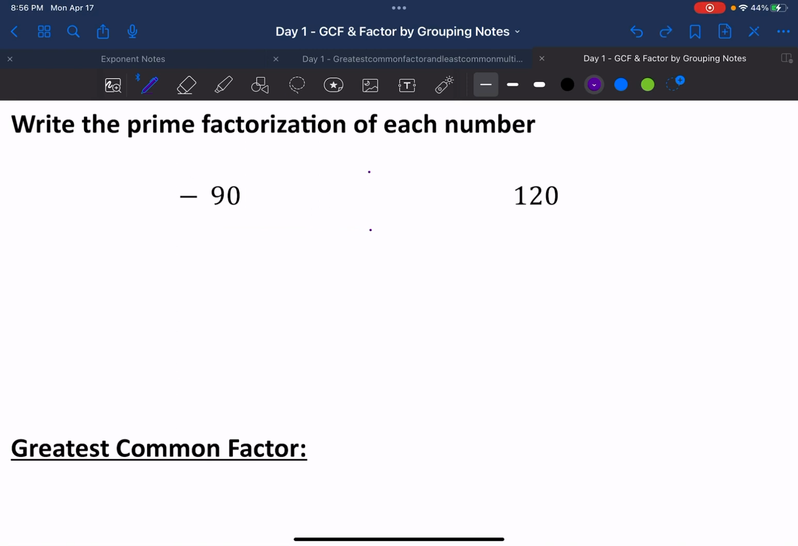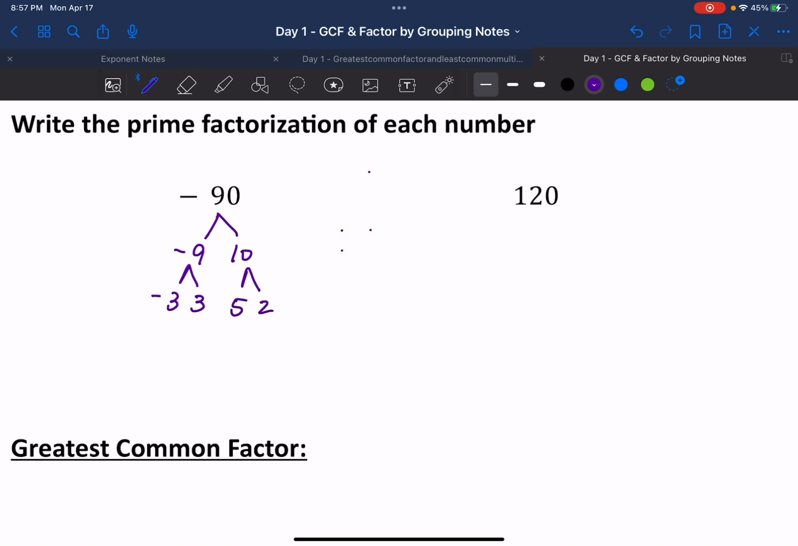So that number is going to be negative 9 times 10. When I see the number 90, my first instinct is to divide it by 10, okay? Negative 90 divided by 10 is negative 9. You can put that in your calculator. And then what we're going to do is break down each of these numbers. So negative 9, when I look at my factor tree, I can do negative 3 times 3, okay? And then when I look at 10, I can see 5 and 2.